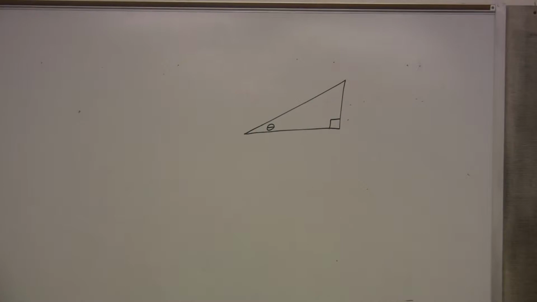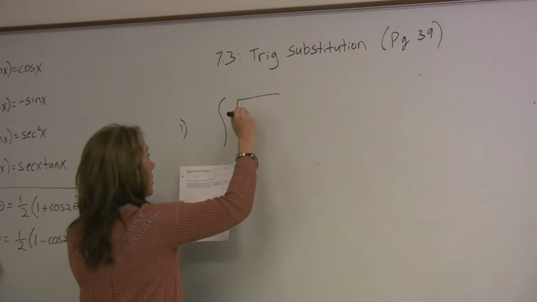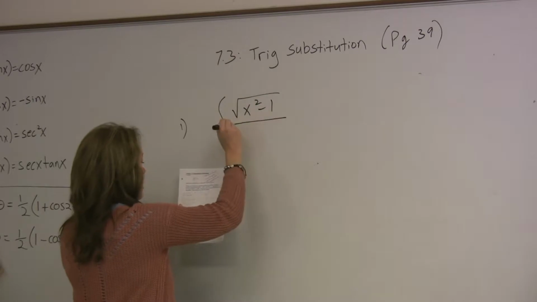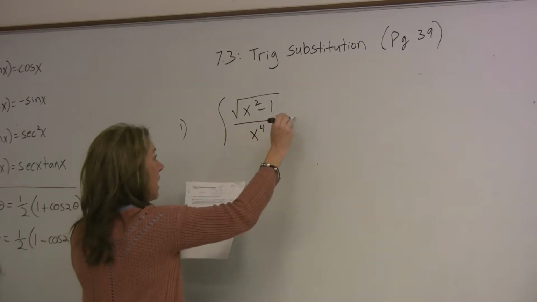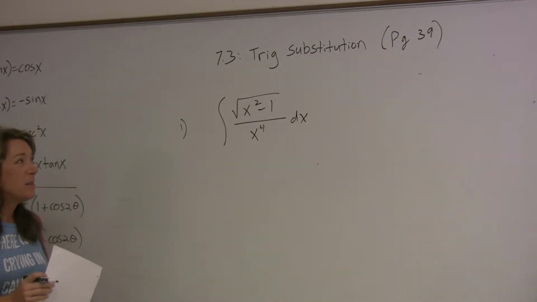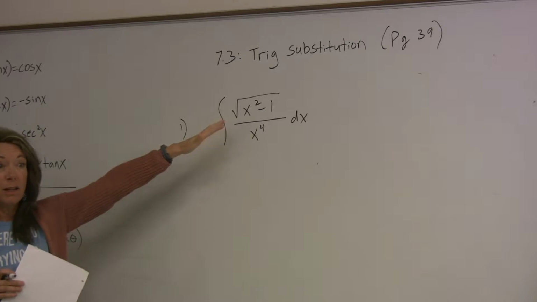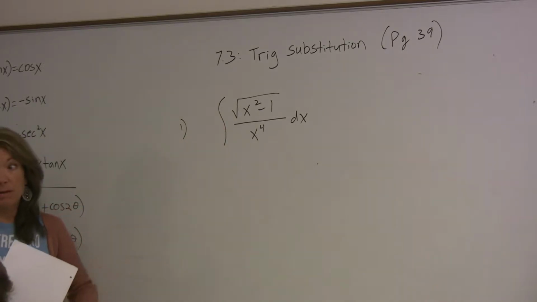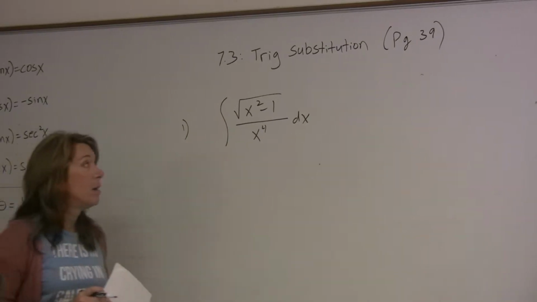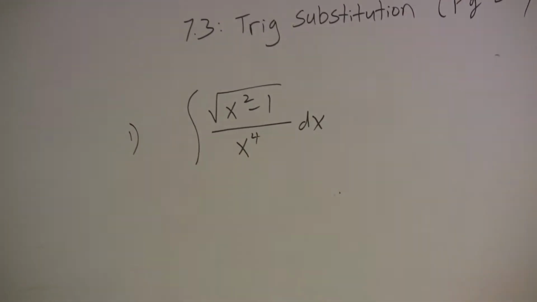Okay, example 1. The integral of the square root of x squared minus 1 over x to the 4th dx. As soon as I see the combination of radicals and things squared underneath there, that's what tells me it's probably a trig substitution problem.